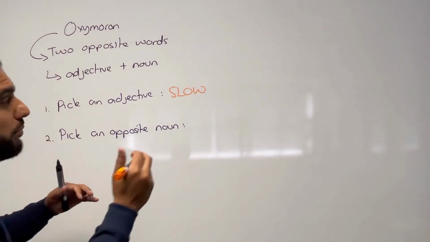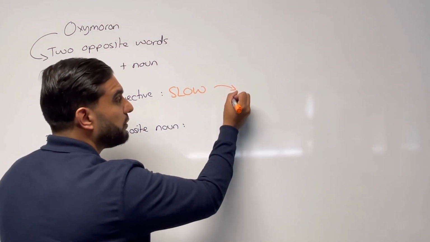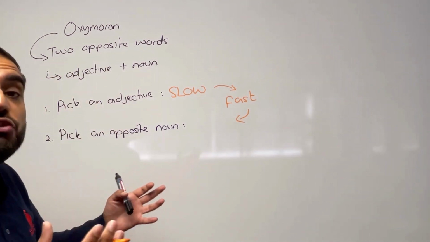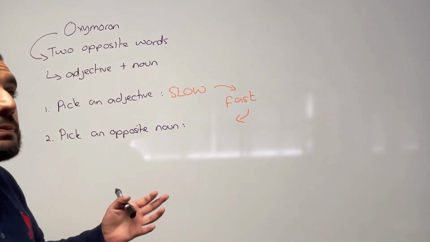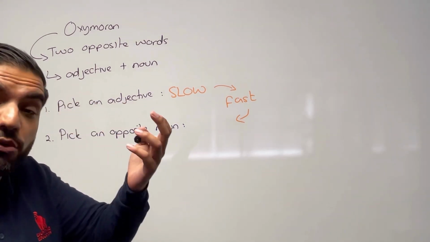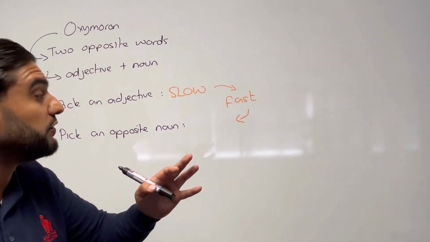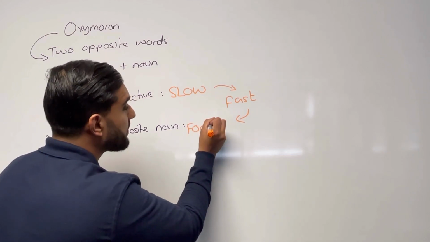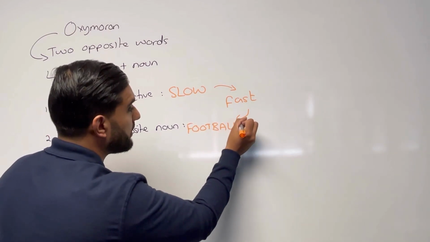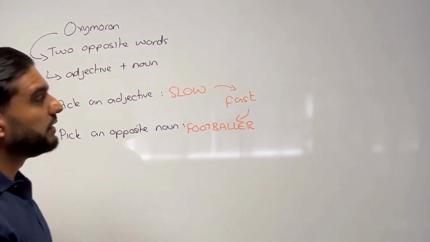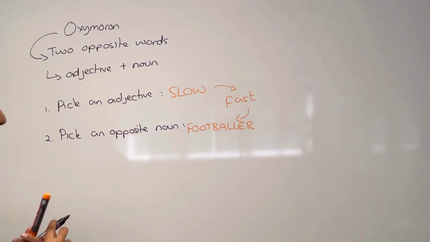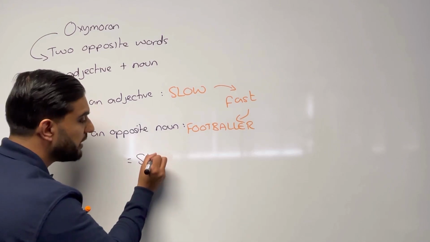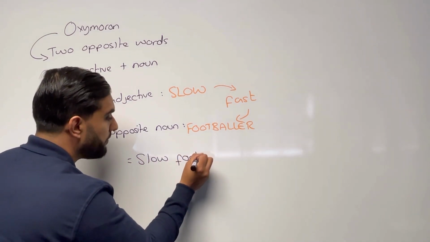So let's brainstorm. What's the opposite of slow? It's fast. Now name me something that is really, really fast. I'll think of football only because of Ronaldo's transferring recently. So let's think of a footballer. So our noun is footballer. And done. There we have our oxymoron. Our oxymoron, guys, based upon this example, is the slow footballer.